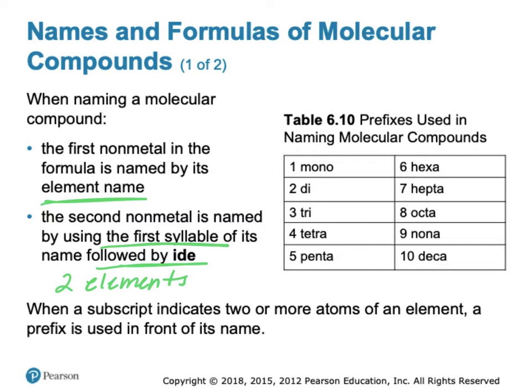When we have more complex compounds that have three or more atoms, we are going to use prefixes. So you're going to insert one of the prefixes given in this table, table 6.10, before each element's name to indicate the number and type of atom as indicated by the subscript. Right? So when we look at some examples, this will make a little bit more sense.